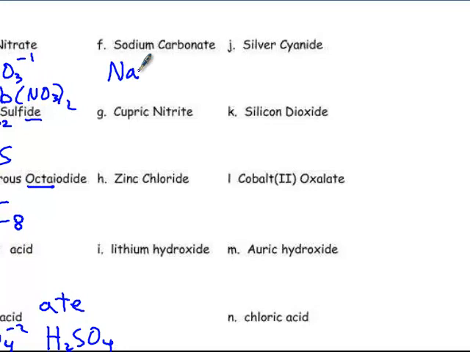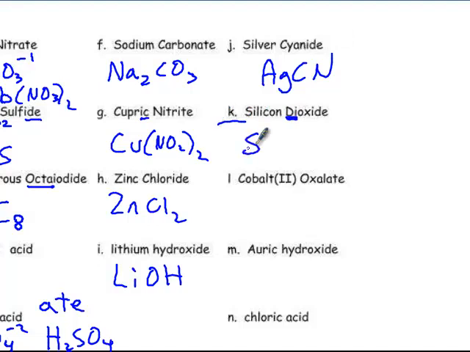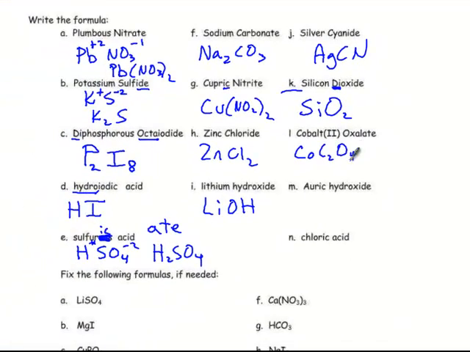Sodium, Na +1. Carbonate -2. Cupric, the higher charge, which is +2. Nitrite, NO2. Zinc chloride, +2 -1. Li +1 -1. +1 -1. All right, prefixes again. Notice the mono is left off, so it's just Si and O2. Cobalt 2 oxalate, +2 -2. Auric, the higher charge of gold, which is +3.